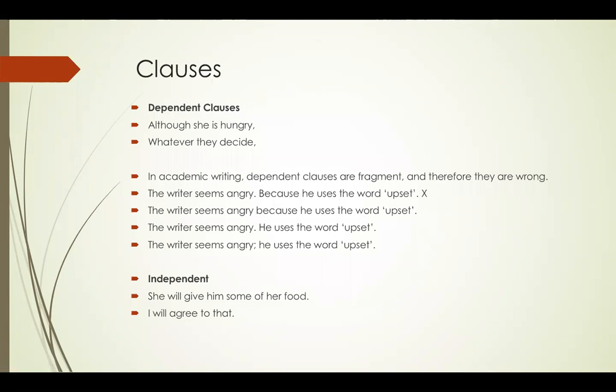Probably we can talk about how in creative writing some of them can be acceptable, but in academic writing, in your exams, they are not acceptable. So the first sentence, the writer seems angry, full stop, because he uses the word upset. This is wrong. You can fix it by saying the writer seems angry because he uses the word upset. Or you just full stop, you delete because. The writer seems angry, full stop, he uses the word upset. Or the writer seems angry, semicolon, he uses the word upset.